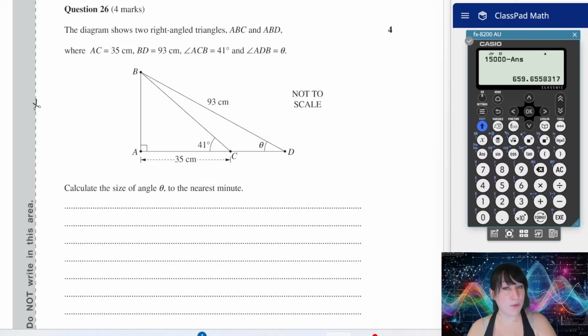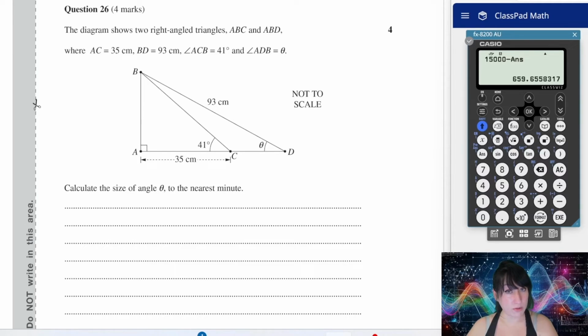Question 26. It's 4 marks, so that means it's one of the major questions, or there's going to be a lot to do. So the diagram shows 2 right-angled triangles, ABC and ABD, where AC is 35 centimeters, BD is 93, angle ACB is 41 degrees, and angle ADB is labeled theta. Calculate the size of angle theta to the nearest minute. All right, sometimes we call this a 2-triangle problem. We'll have enough information in one triangle to work something out, which will be part of the next triangle.